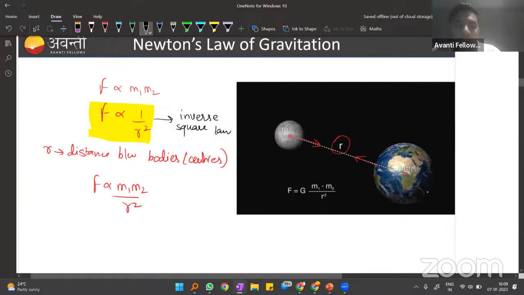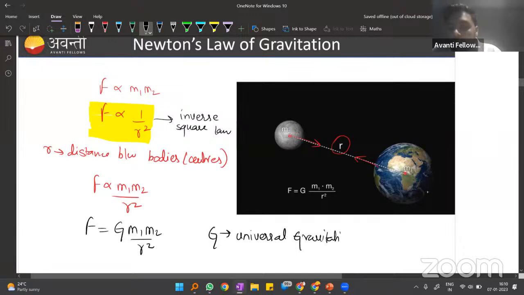Hopefully this is clear. Now, if you remove this proportionality, you'll get a constant which is capital G, F equals G M1 M2 by R square. What is capital G here? Capital G is called the universal gravitational constant. All right, universal gravitational constant.